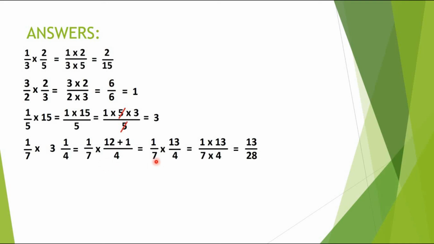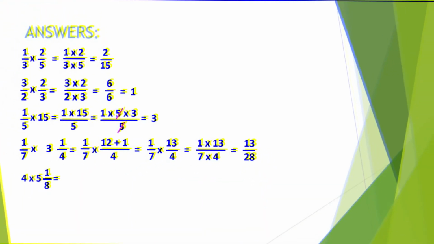So, then, we put back 1/7 multiplied by 12 plus 1 is 13 all over 4. So, ngayon, we will proceed na with the multiplication, which is 1 times 13 and 7 times 4. So, 1 times 13 is 13. And 7 times 4 is 28. So, our final answer is 13 over 28.